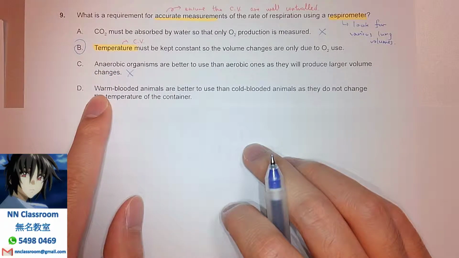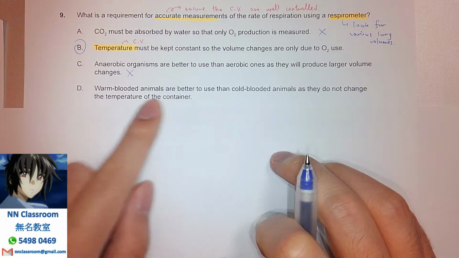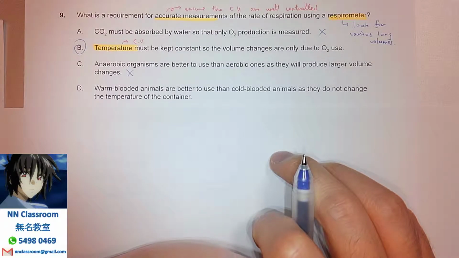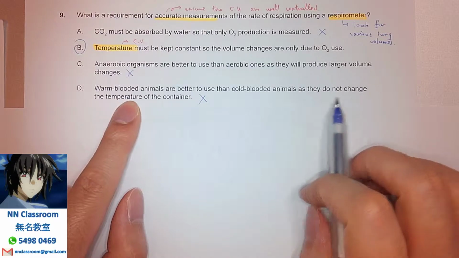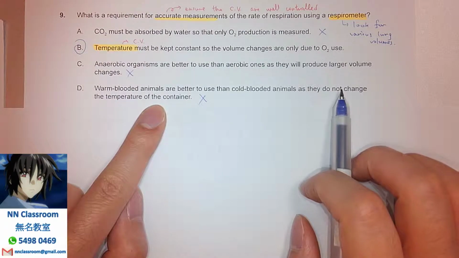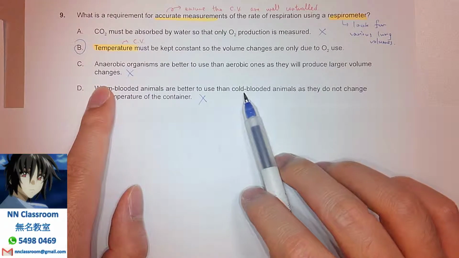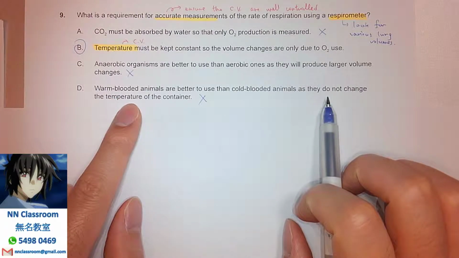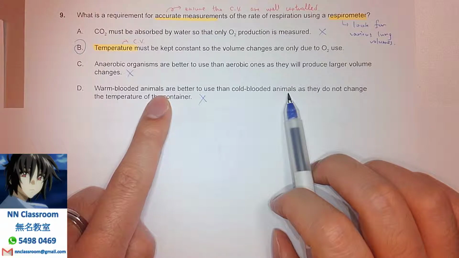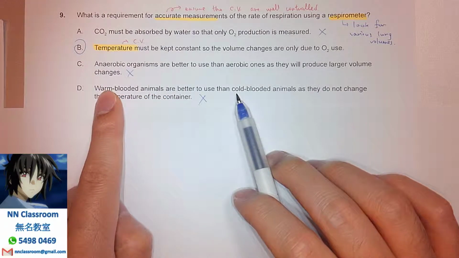Finally, D. Warm-blooded animals are better to use than cold-blooded animals as they do not change the temperature of the container. Again, the ultimate aim is correct because we don't want to change the temperature, but very important, it is not the case that warm-blooded or cold-blooded animals are better at controlling the temperature inside the container, because as long as you are an animal, you must be doing respiration, and as you do respiration, you must be releasing heat, no matter whether you are warm-blooded or cold-blooded.